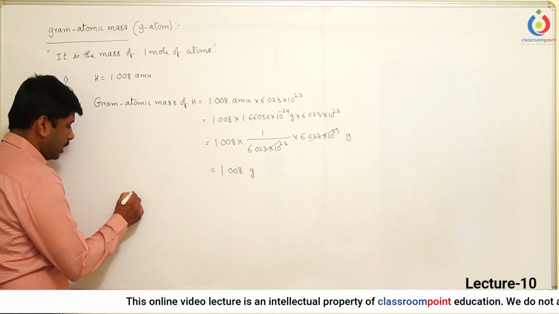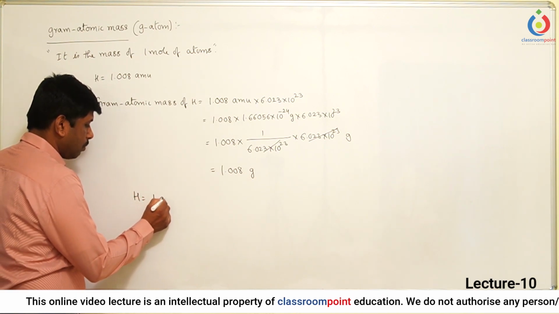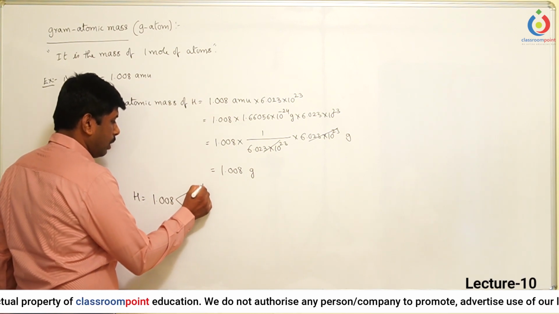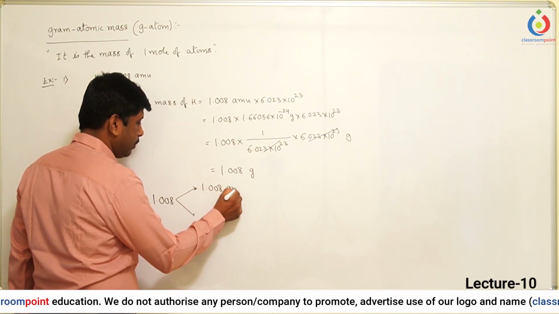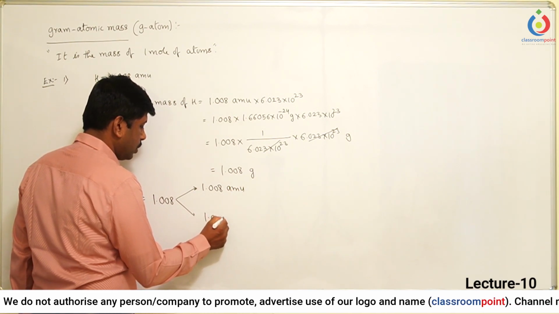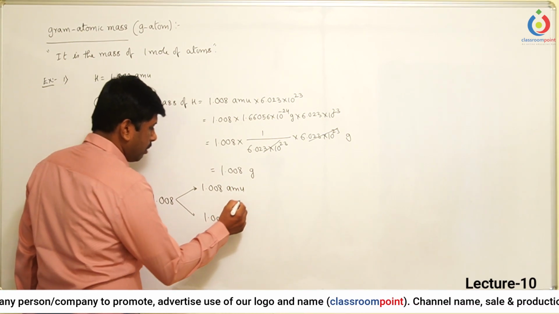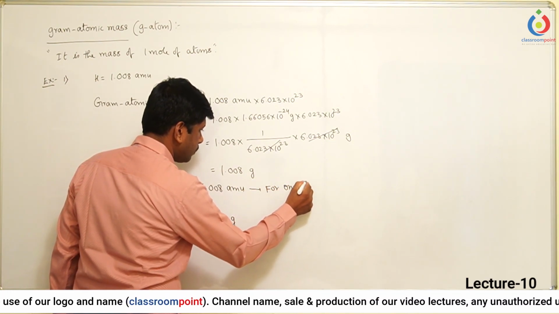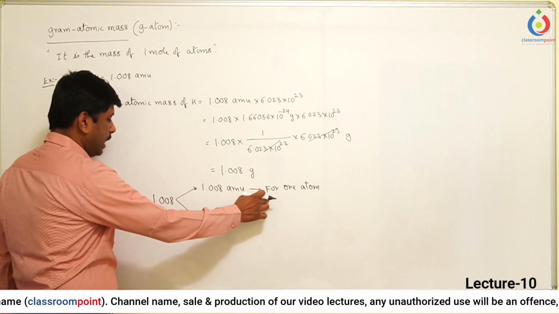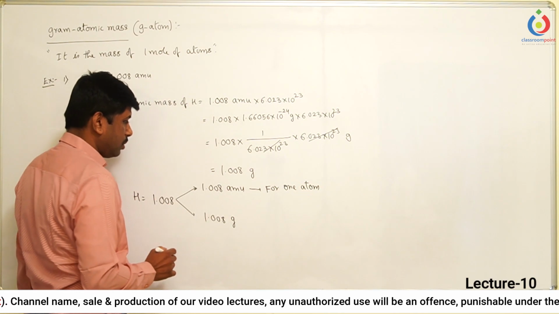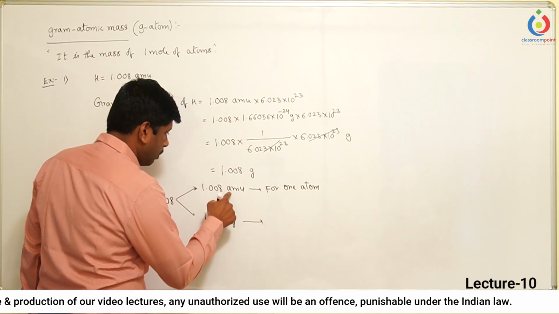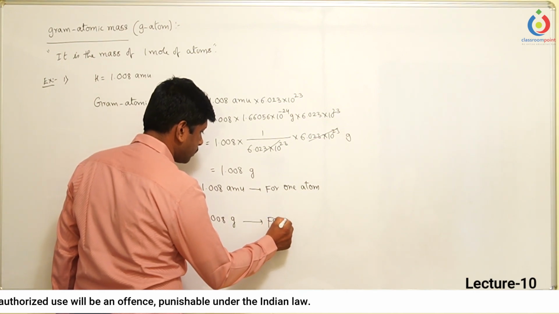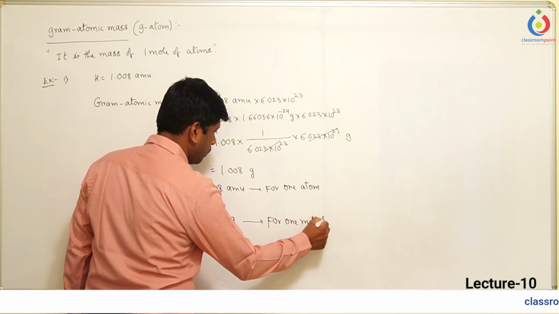So let us take an example here. Hydrogen atomic mass is 1.008. This value we can write in two formats: 1.008 AMU or else 1.008 grams. Whenever you mention AMU, you are discussing one atom. So the atomic mass of one hydrogen atom is 1.008 AMU, and whenever you place grams without AMU, it is for 1 mole of atoms.